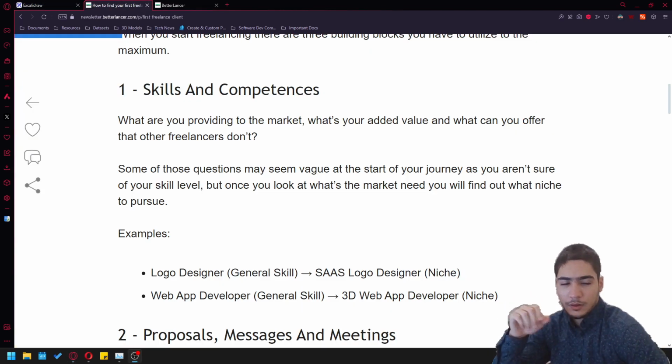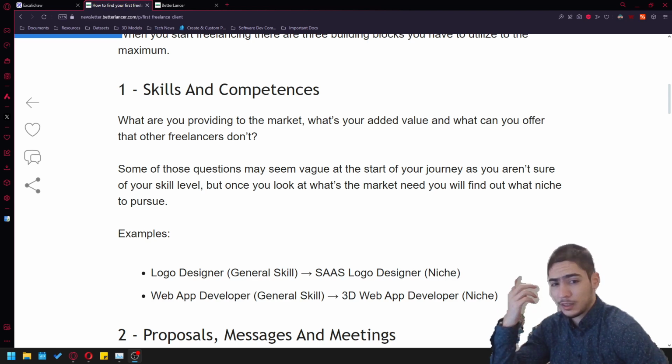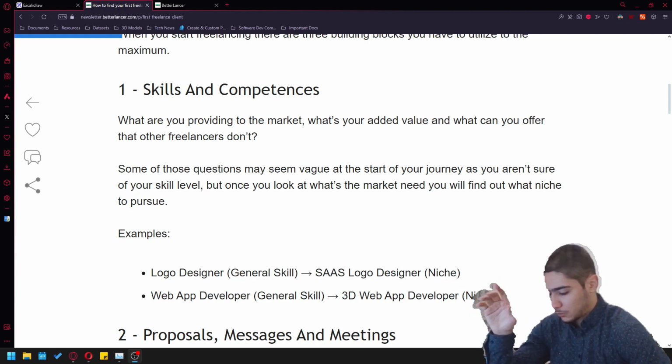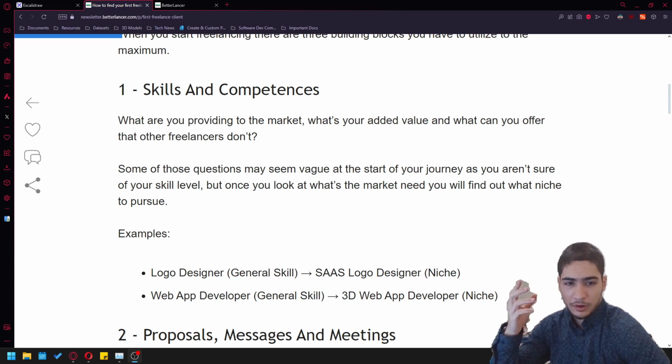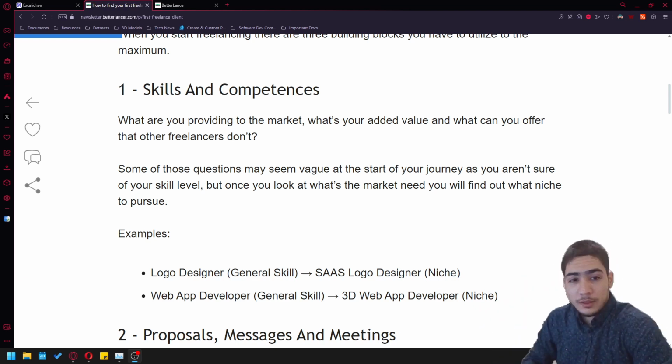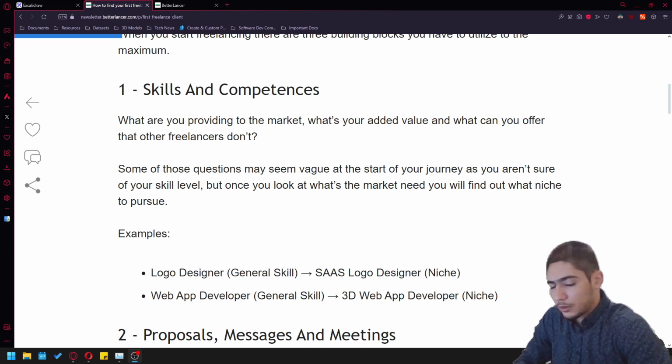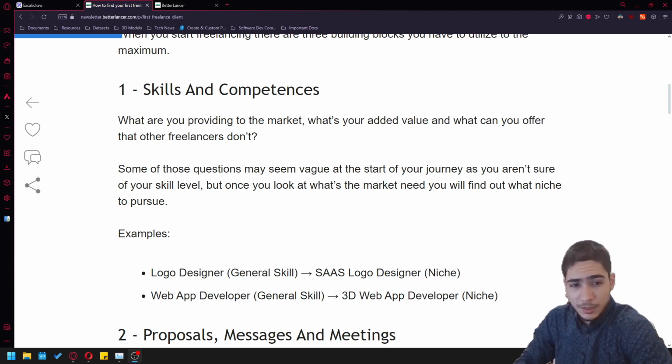Skills and competences are quite simple to explain and understand. It's what you know. What is your added value in the market? What do you know that is so valuable that you want to offer it as a freelancer? Of course, now you know a general skill, let's say web development, or logo design. You need to choose a niche, and this niche will allow you to have a very specific set of clients you work with.